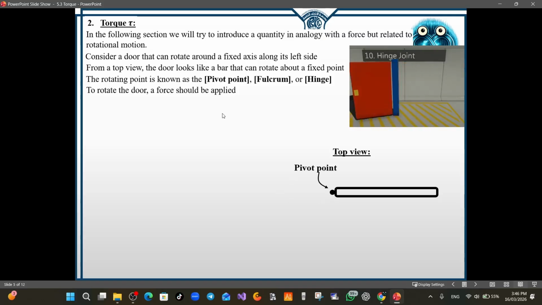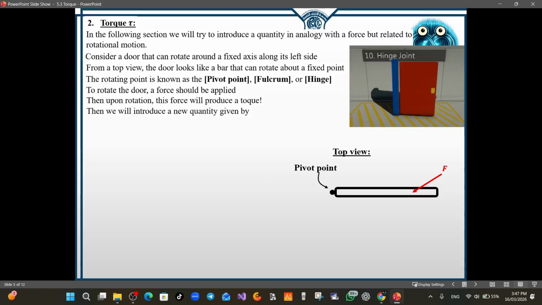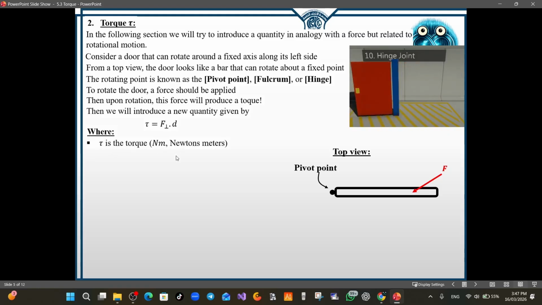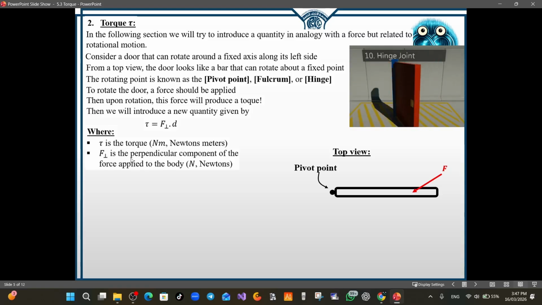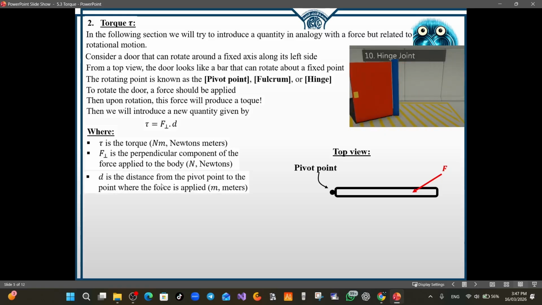To rotate the door, a force should be applied, and let's assume that we are applying our force exactly at this point. Then, upon rotation, this force will produce a torque. We introduce a new quantity given by tau equals F perpendicular multiplied by d, where tau is the torque, the newton meter is the unit, F perpendicular is the perpendicular component of the force applied to the body, and d is the distance from the pivot point to the point where the force is applied. This is the d between the pivot point and the point of application of the force.